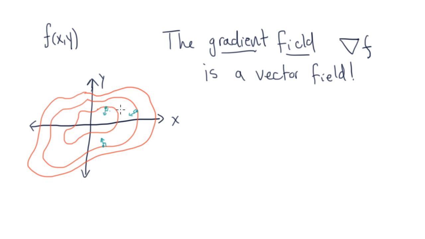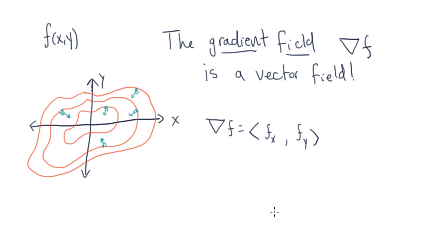So I'll draw a few examples. Literally any point here I can pick, I have an arrow pointing me uphill. And so recall our previous description of what a vector field is: it is a vector valued function. So the x component function is the partial derivative with respect to x, and the y component function is the partial derivative with respect to y.